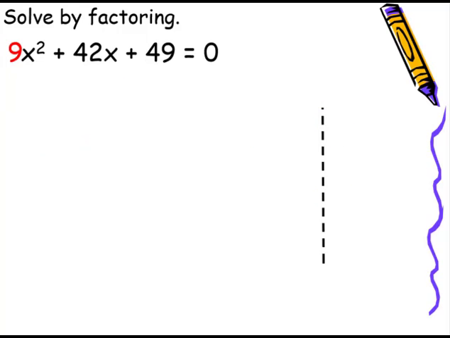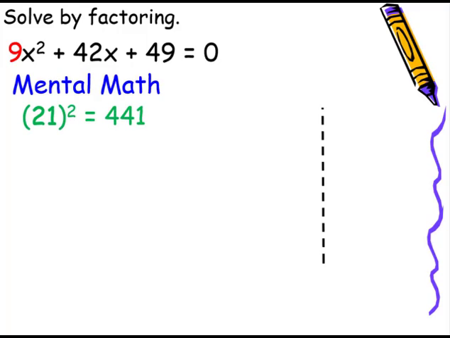Let's solve by factoring when the leading coefficient is not a 1. First, let's check to see if this quadratic trinomial is a perfect square. We'll take half of 42, which is 21, and square it. It's equal to 441, which is the same as 9 times 49. 9x squared plus 42x plus 49 factored is equal to the quantity 3x plus 7 squared.